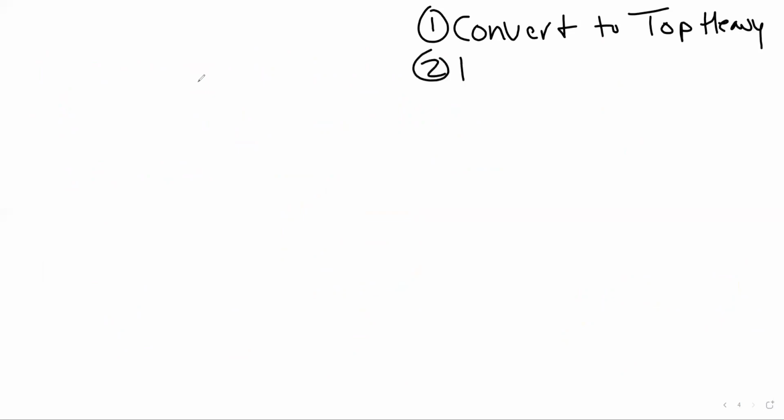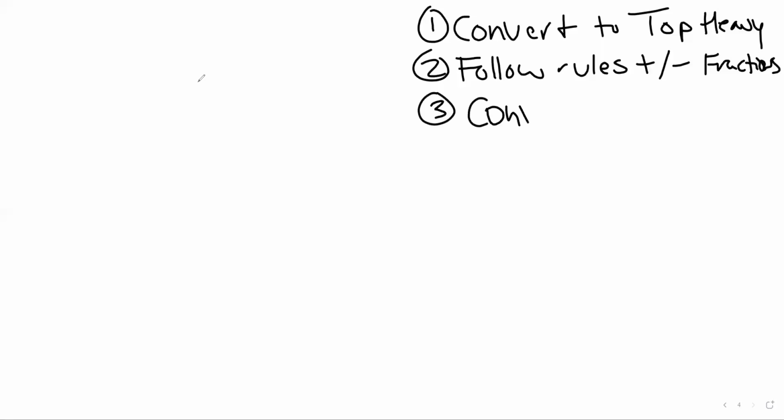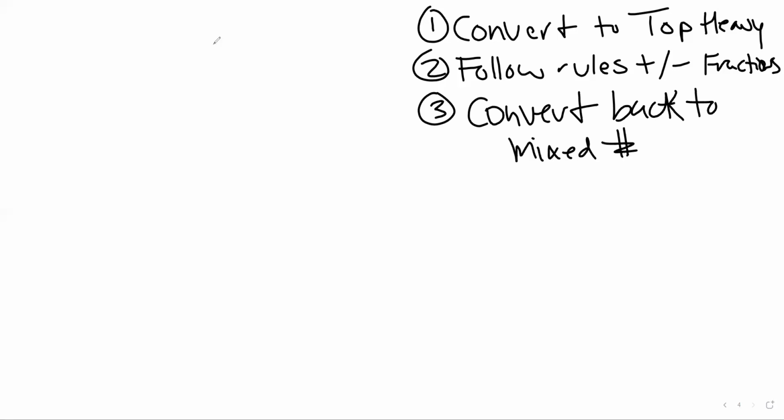We are going to then follow the rules of adding and subtracting fractions. And again, that's something you may want to look up on a video in case you don't remember those. And then we convert back to a mixed number. Okay, cool. Let's see here.